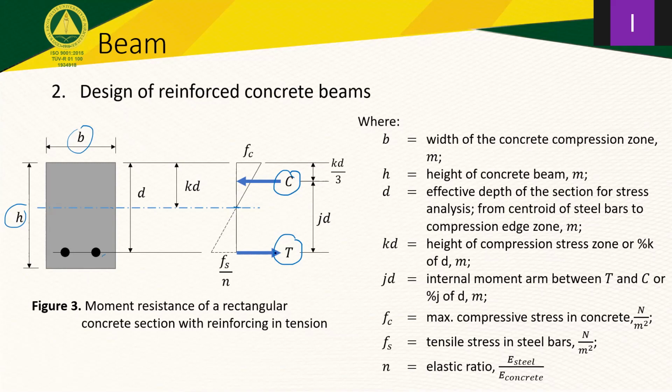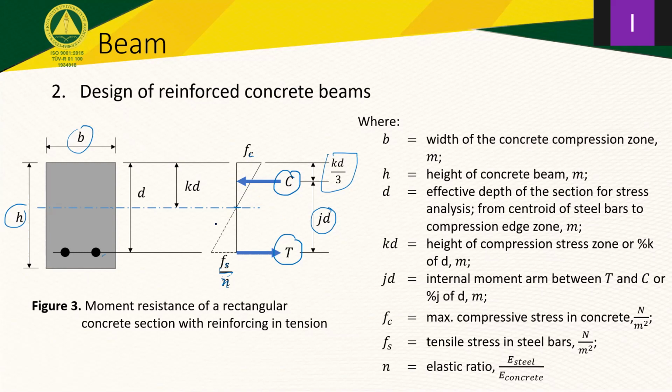And for this one, we also have other defined dimensions. We have the Fc, the force of compression over here. We have the force of the tensile stress in the steel bars over here, Fs over n, and we have kd over 3 over here. And we have another one, jd, which is the internal moment arm between T and C.